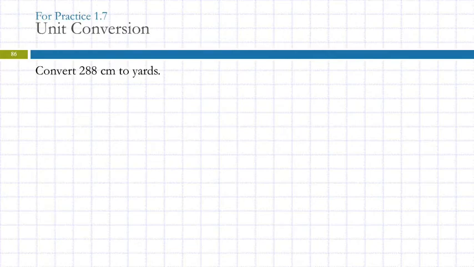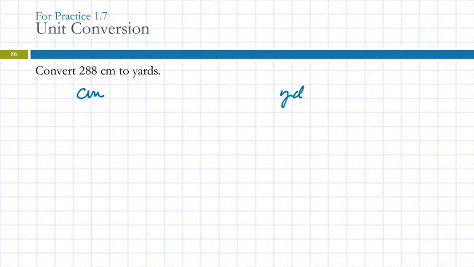Okay, let's do some practice. So convert 288 centimeters to yards. This problem doesn't have very many words. We're just focusing on the unit conversion. But what's my starting unit? Centimeters. That's the thing that has the number with it. And what am I trying to find? Yards. So I identified where I'm starting, where I'm ending, and now I have to figure out how I'm going to get there.